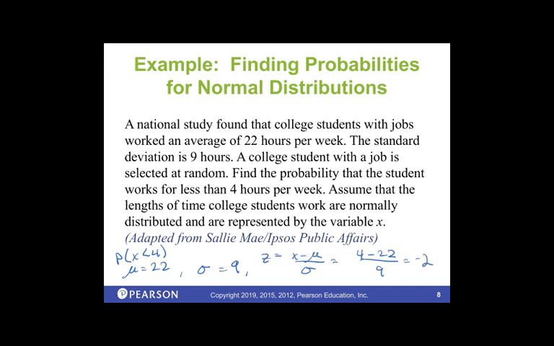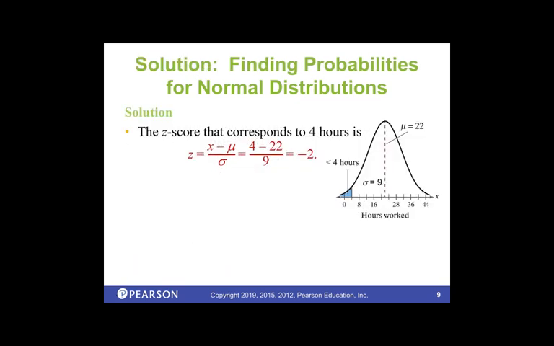So with z being negative 2, we would look at our chart that's in the back of the book and read the chart. This is the standard normal table, which shows the probability that z is less than negative 2. So this 0.0228 comes from a table. And then that's it. The chart tells us the area under the curve to the left of our z-score. So that's the probability that x is less than 4.